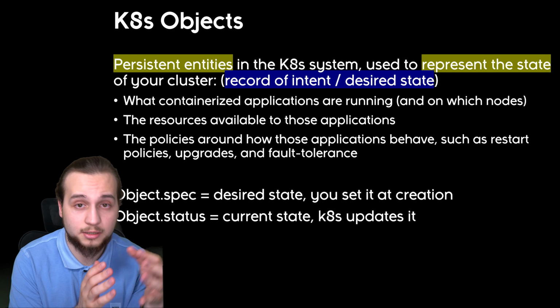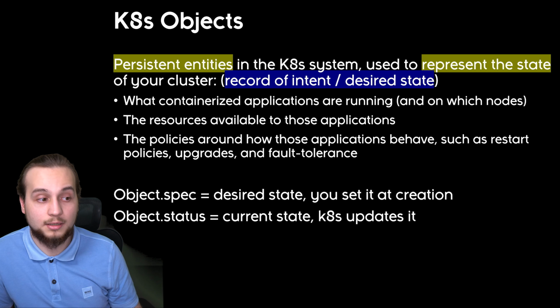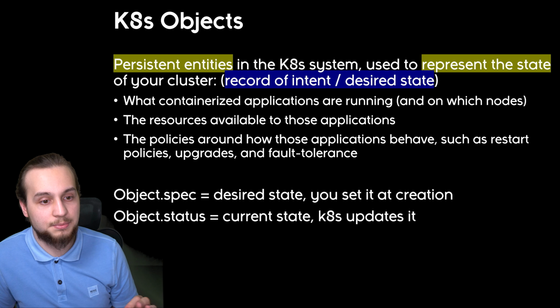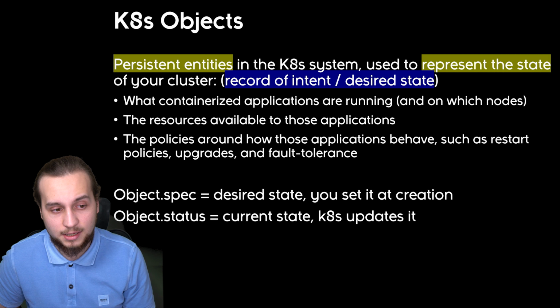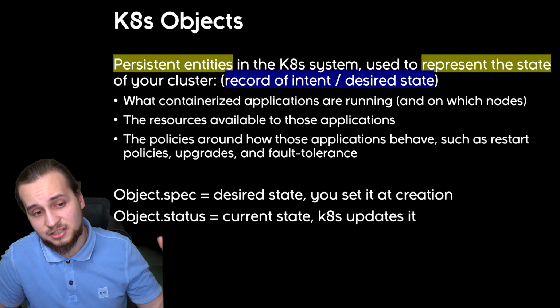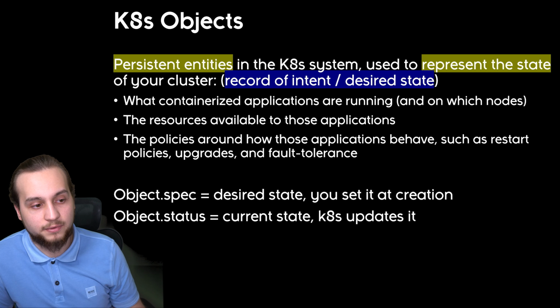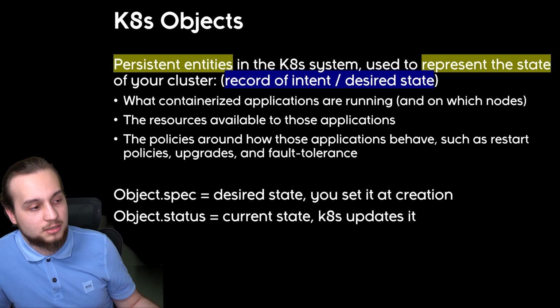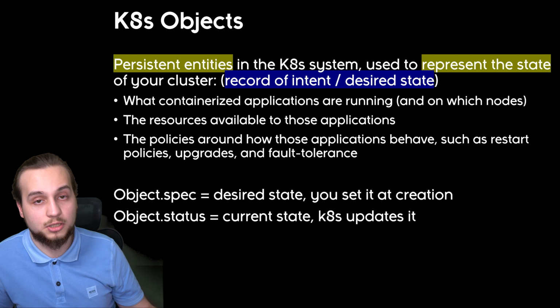Kubernetes components, Kubernetes objects. Anyway, Kubernetes objects are persistent entities in the Kubernetes system used to represent the state of your cluster. Kubernetes objects are basically YAML files that Kubernetes stores, saying the master wants this object in this state. Think of them as a record of intent or desired state. They describe what containerized applications are running and on which nodes, the resources available to those applications, and the policies around how those applications behave, such as restart policies, upgrades, and fault tolerance.